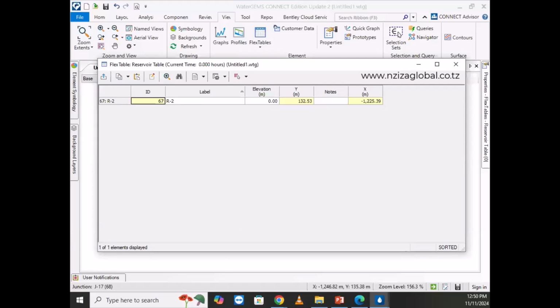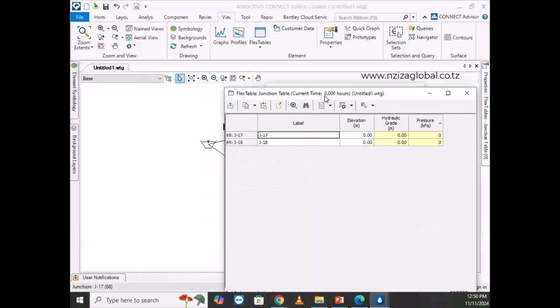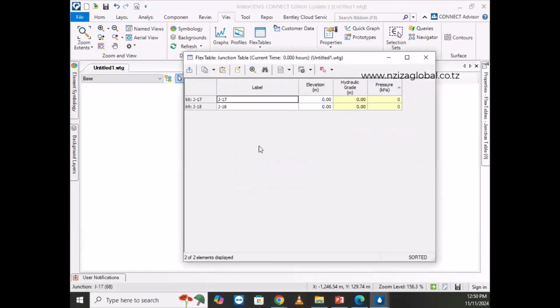Try to do it also for the junction. You will tell me what you see. What have you seen? You saw 2, because you have 2 junctions. Those 2 junctions, you see elevation, a hydraulic grade line, a pressure, but you may have other things. What else do you see in your table?